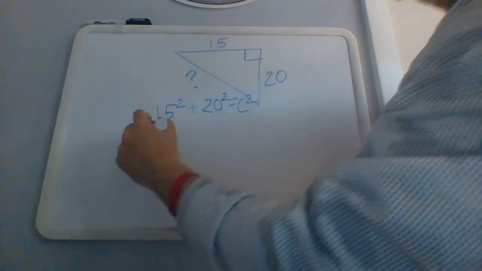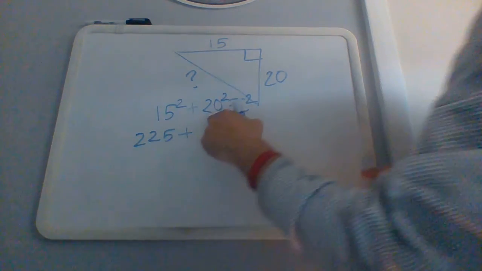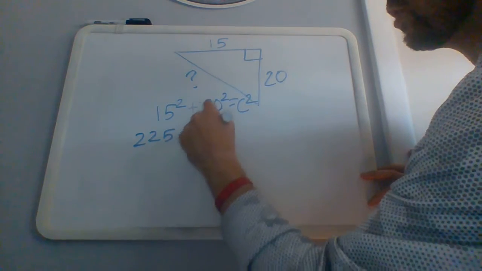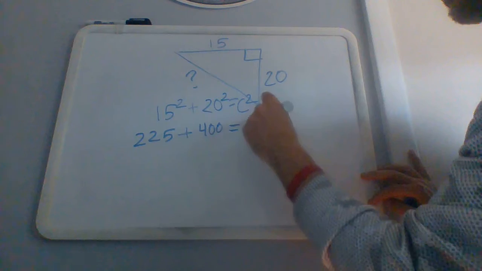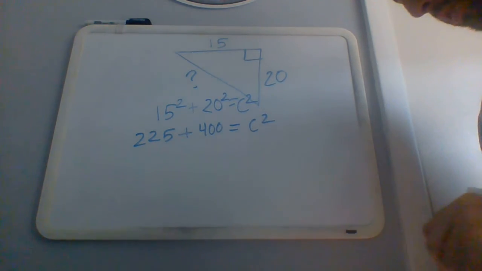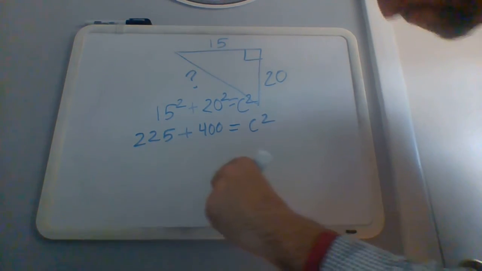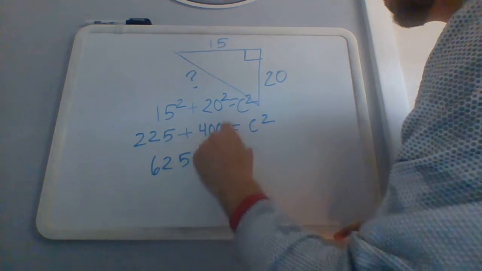15 squared is 225, plus our 20 squared, which is 400, and that equals our C squared. Now, 225 plus 400 is going to give us a total of 625, equals our C squared.